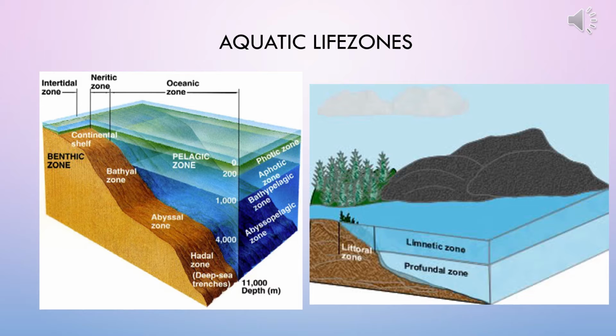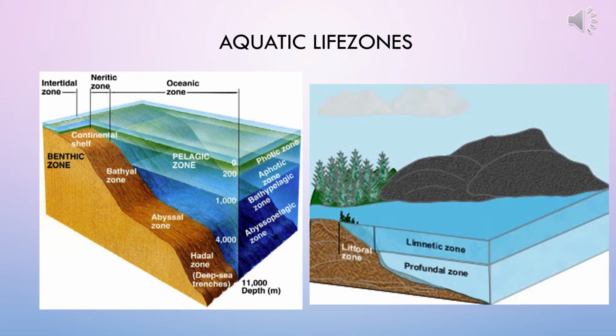The intertidal zone is found between the areas of high tide and low tide. It is one of the most biodiverse areas on the planet. The pelagic zone is what we consider the open ocean. The pelagic zone is subdivided into the photic and aphotic zones.